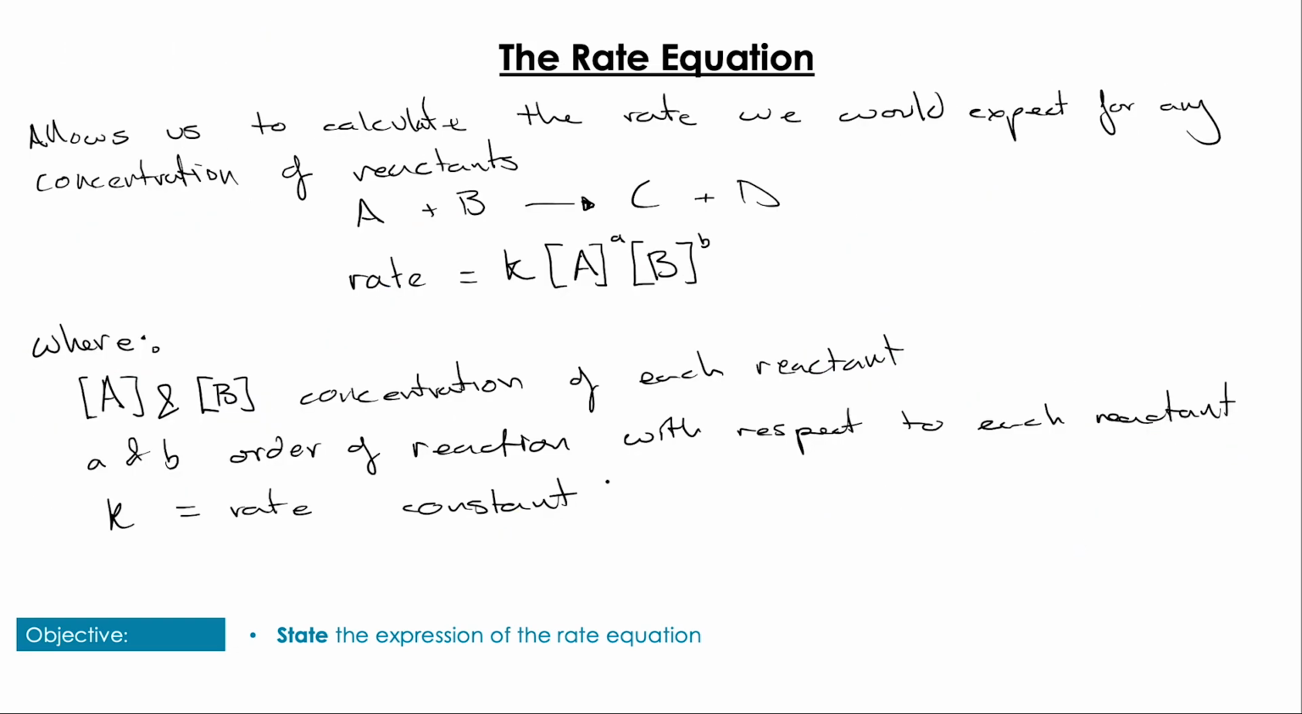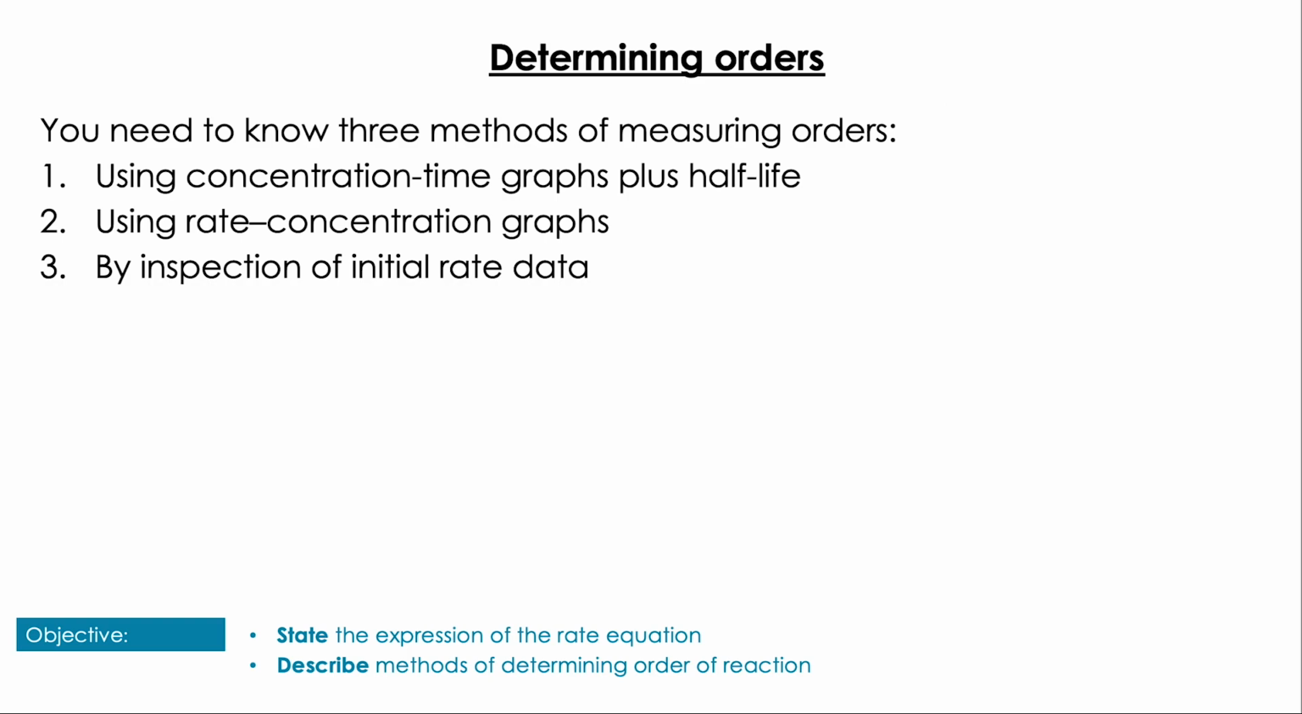So now we can properly interpret a rate equation and maybe understand what it might be expressing to us. We want to be able to determine the order of the reactants, and we're going to use 3 different methods to do this: concentration time graphs and half-life, rate concentration graphs, and inspection of initial rate data. But first, concentration time graphs.